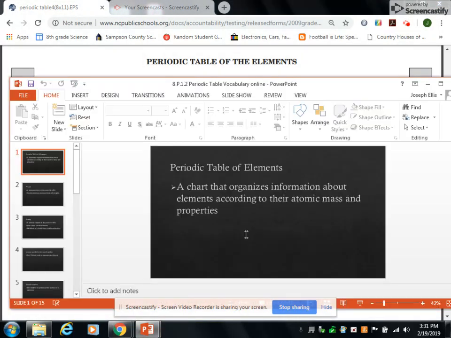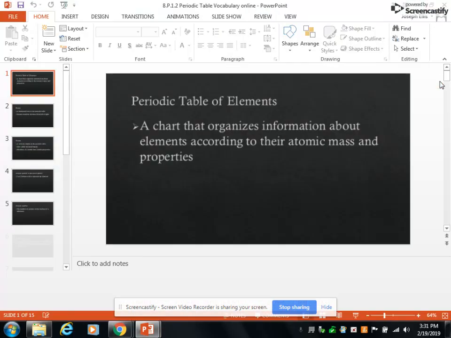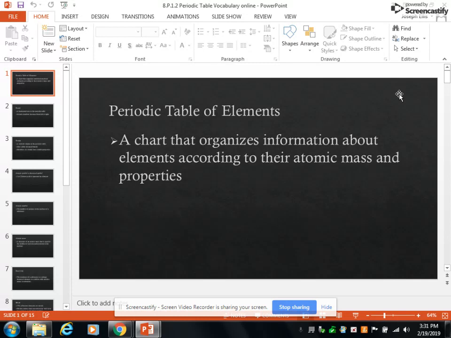So, go ahead and get this up. Now, periodic table. It's a chart that kind of organizes the information about elements according to their atomic mass and properties. This is kind of like the recipes, the ingredients of the universe. Everything in the universe is made out of these atoms, no matter what it is. And there's different things, and we'll go to that in more detail.